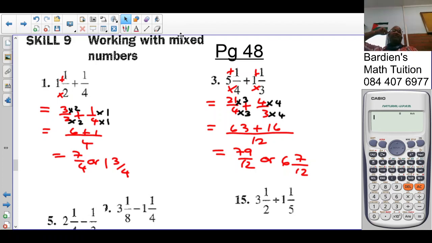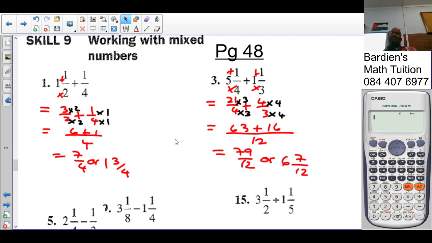Oh, you didn't multiply the numerators. We must multiply the numerators. Why? It's to equate the fractions. You get the equivalent fractions on the same denominator, in other words. Not equations, fractions. Okay.